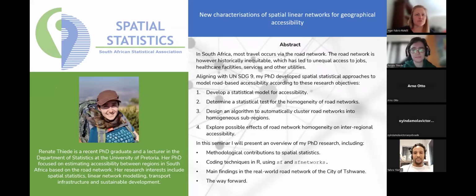So myself and Renate and Professor Pravesh Deba run this special interest group. We love it because that's our field and we love spatial stats.